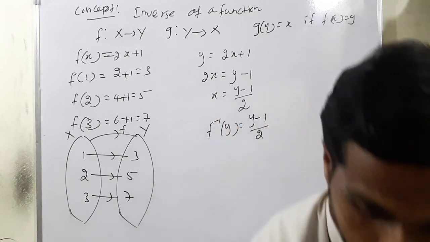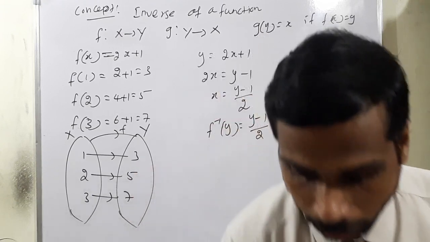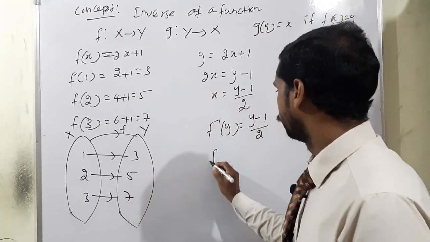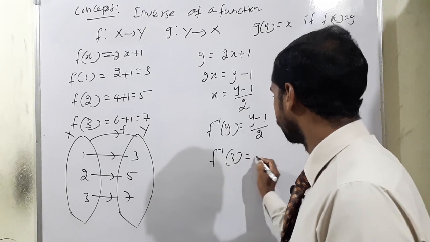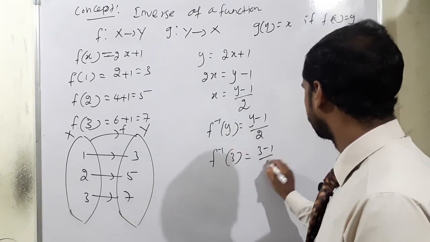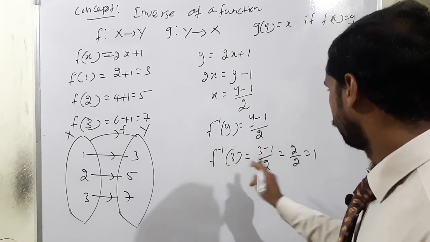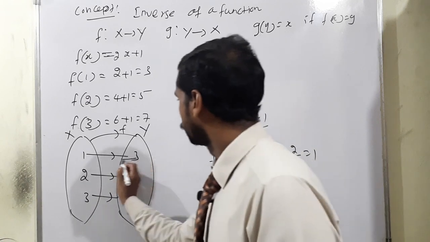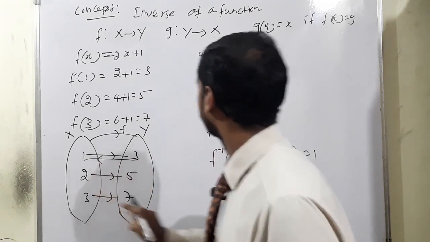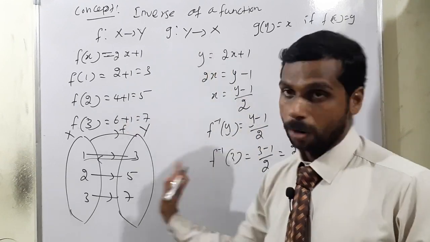First, this is the y value, take it 3, what will happen? Now, f inverse of 3 is equal to, instead of y we apply 3, means 3 minus 1 by 2. 3 minus 1, 2 by 2, value 1. See, 3 comma 1, the opposite pair, mapping 3 to 1, correct? That's why the g function also goes y to x, in the opposite direction.